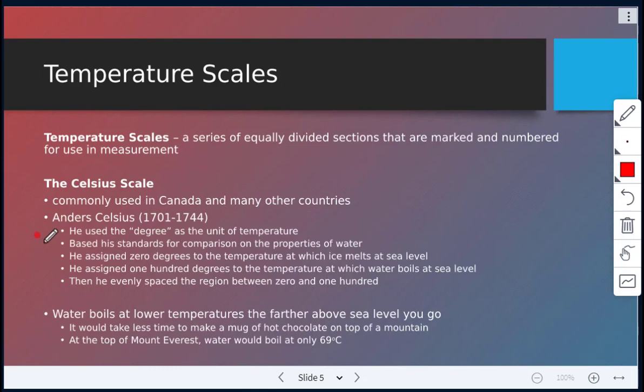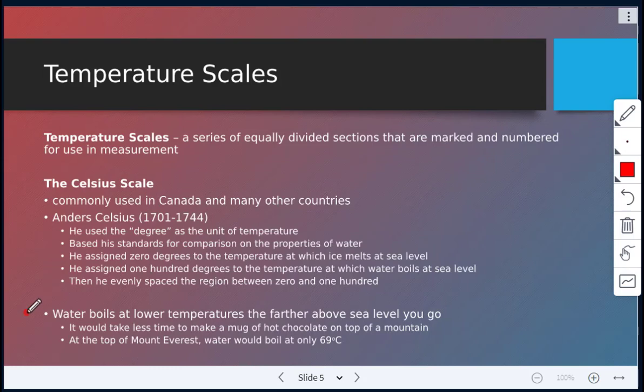What he did was assign 0 degrees to the temperature at which ice melts at sea level, and then he assigned 100 degrees to the temperature at which water boils at sea level. And then he evenly spaced the region between 0 and 100.